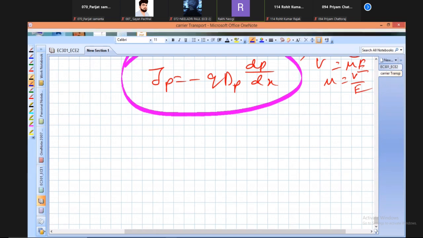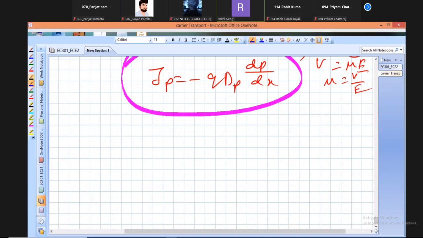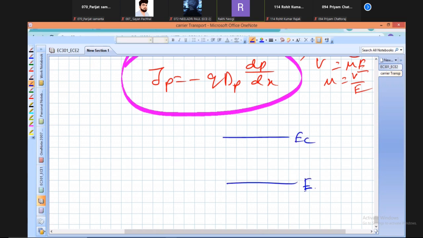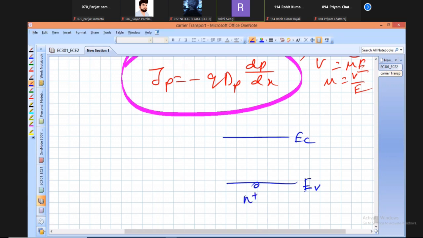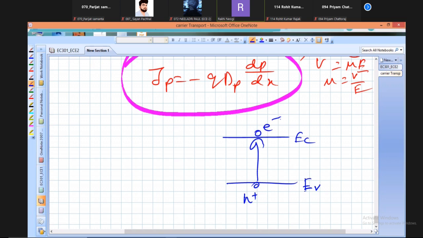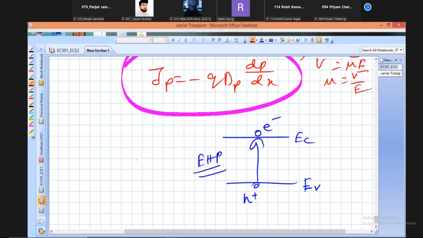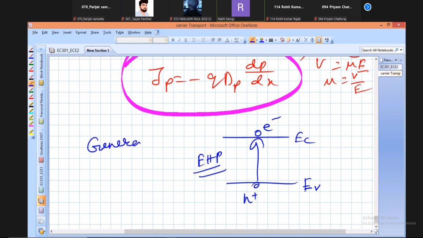Now you observe that electrons and holes are generated. This is one process. An electron makes a transition to the conduction band, due to which a hole is created in the valence band and an electron is created in the conduction band. This is the generation process, by which electrons and holes are created.